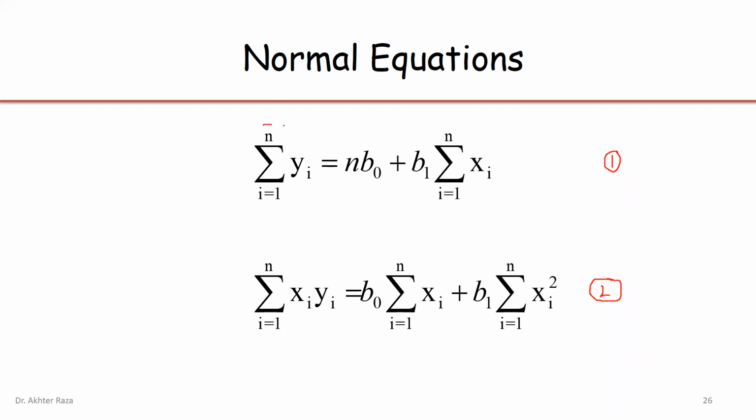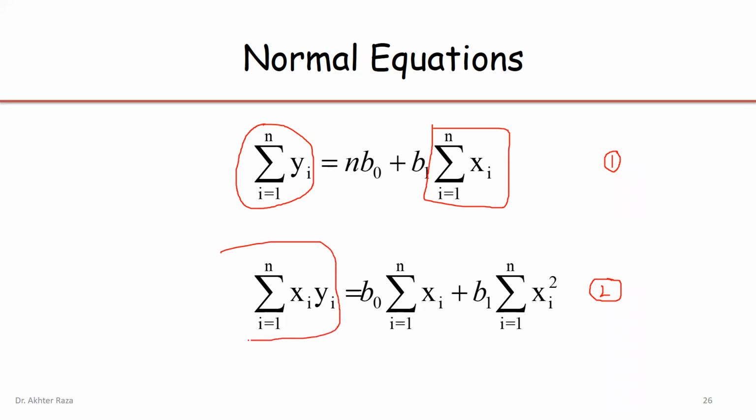What is summation y? Summation y is the total of the column of y. N is the sample size. Summation x is the total of the column of x. Summation xy is the product total, and so on, summation x and summation x square there. If we put all the totals there, we will have only two unknowns, beta naught and beta 1. Then if we solve these two equations simultaneously, we will get the values of beta naught and beta 1.